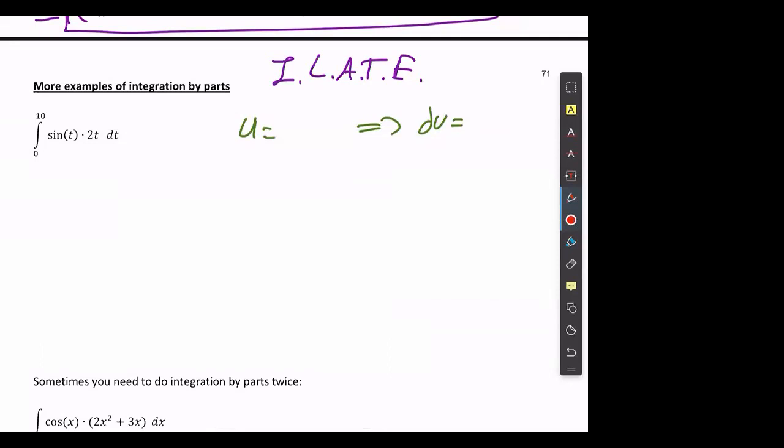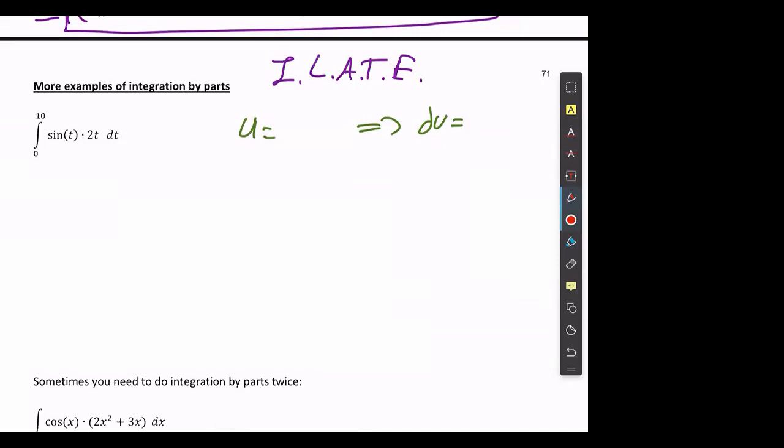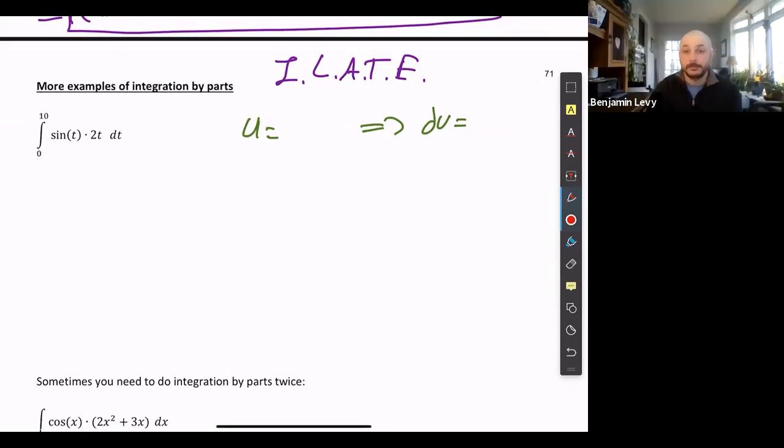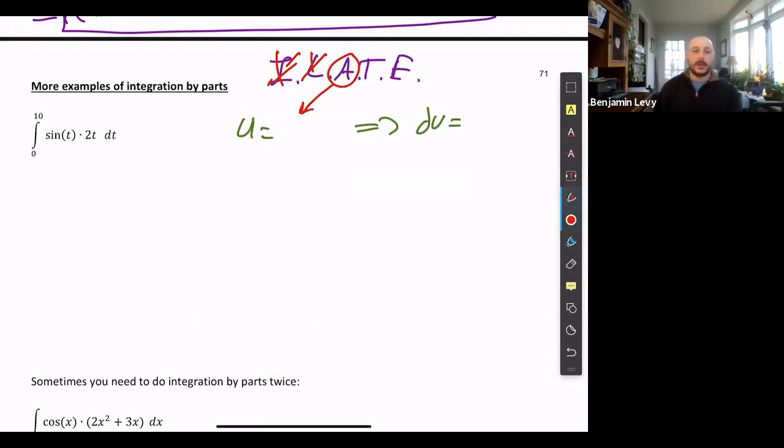Wait, are we supposed to say what you should be? Yeah, what do you think u should be? It should be sine, shouldn't it? So when we go through these... well, actually, it shouldn't be sine because that's trig already, and trig should be one of the last ones. Yeah, and algebra is supposed to be before trig. So 2t. Nice job thinking through that one. Yeah, that was a good point.